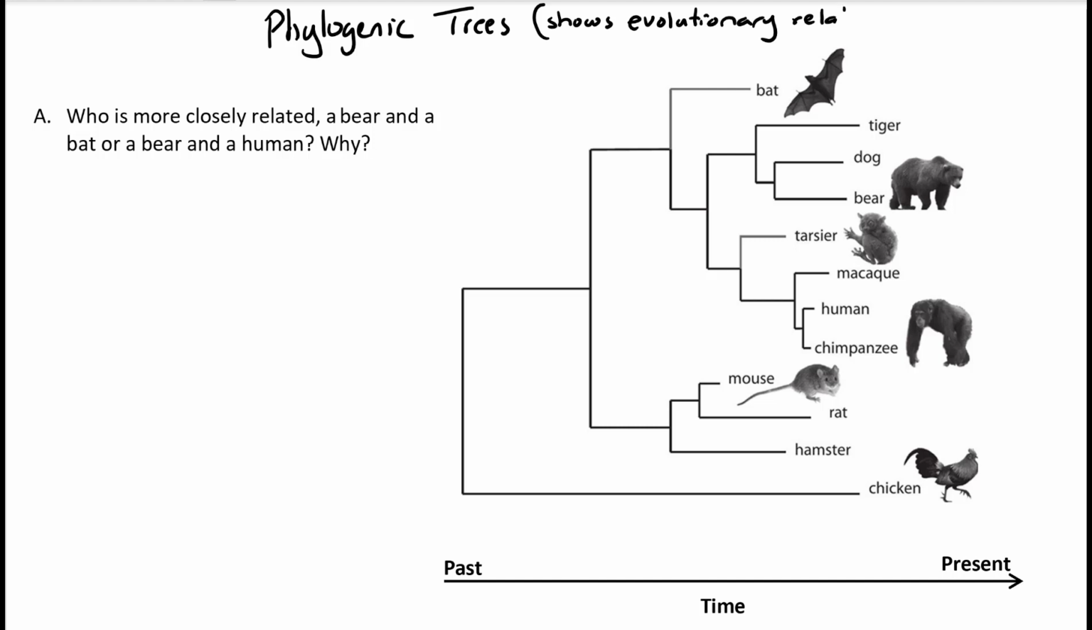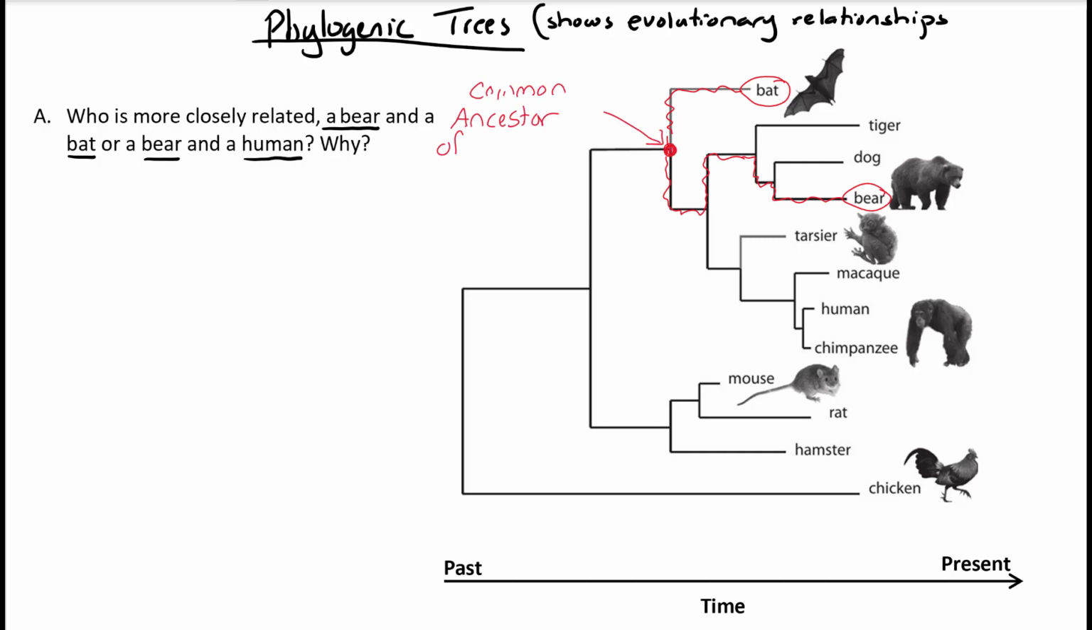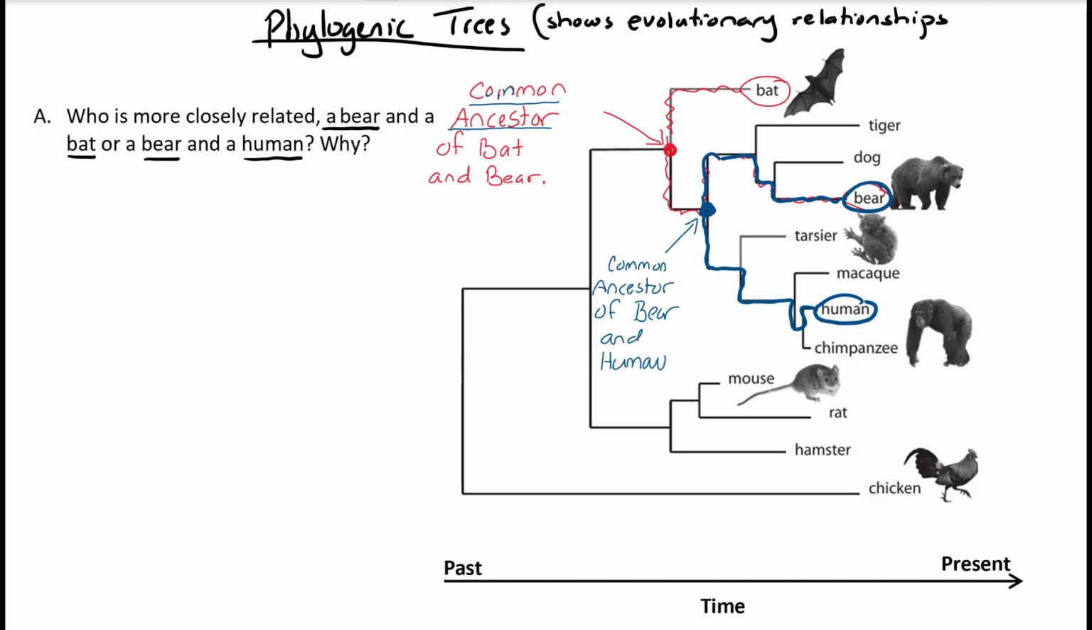Phylogenetic trees. This shows evolutionary relationships between organisms. How closely related are you, type of thing. Who's more related, a bear and a bat, or a bear and a human? Well, this is the common ancestor, that red dot, of the bat and the bear. Let's find the common ancestor for a bear and a human. Trace these lines back and they intersect right there. That is the common ancestor for a bear and a human.